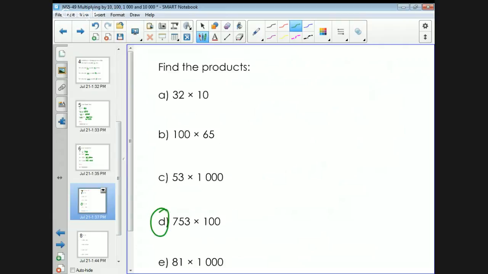We have some larger numbers. I'm going to look at D because D has a number that's much bigger. So 753 times 100. No difference. I'm going to write 753 and add my 2 zeros onto the end. I need to check. There's 3 digits. So I need to either add a comma or rewrite with a space.